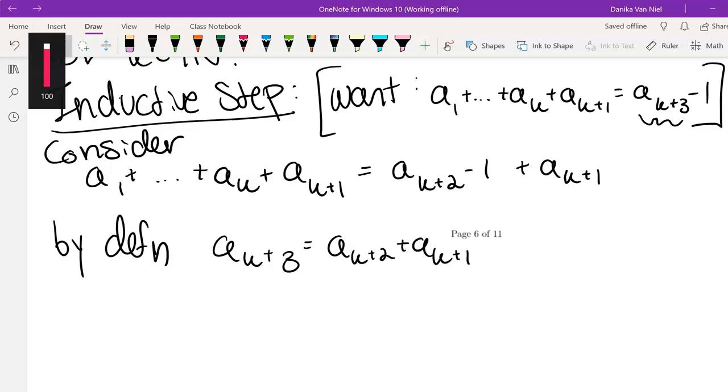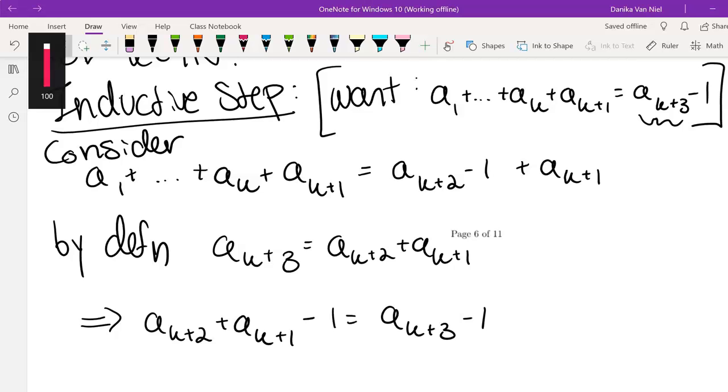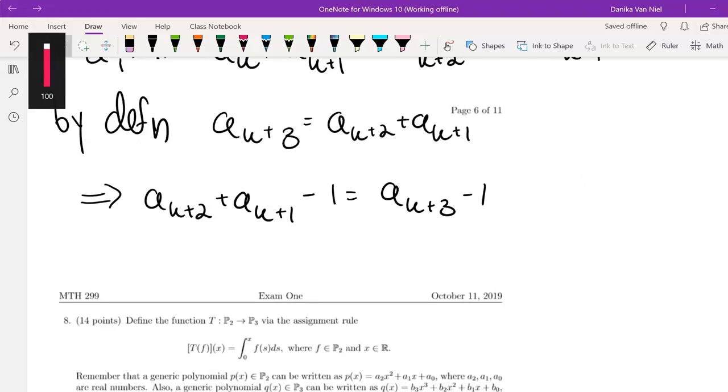So remember, that's not part of our induction proof. That's not part of what we're trying to show. This is just the Fibonacci definition here, okay? Which gives us that ak plus 2 plus ak plus 1 minus 1 equals ak plus 3 minus 1. Woohoo!